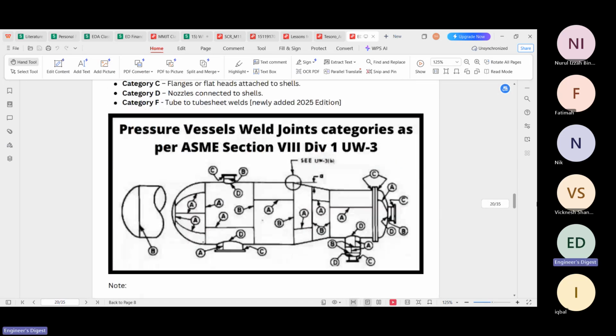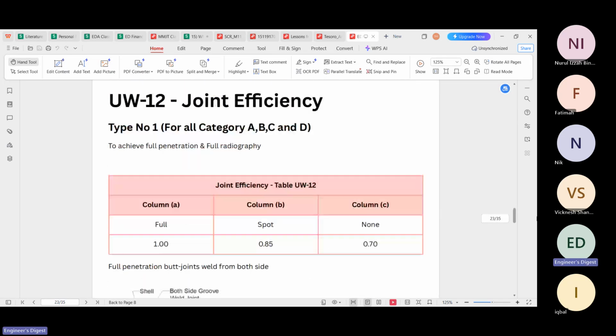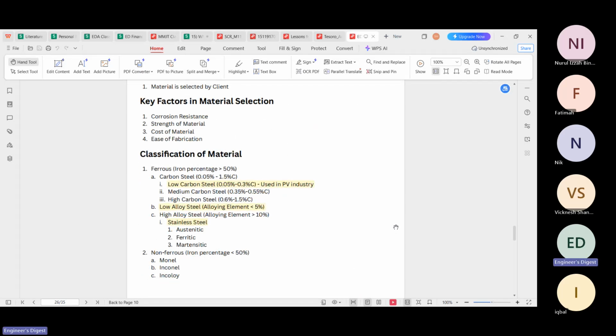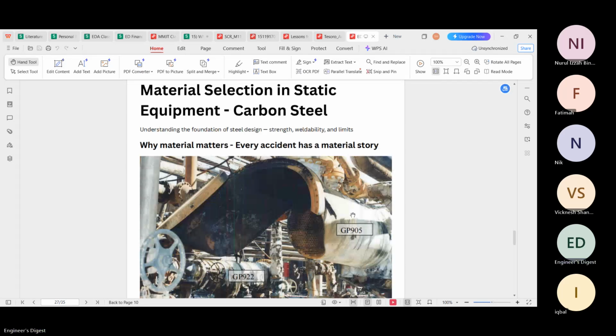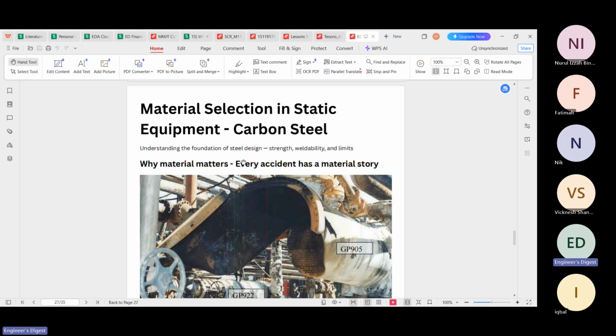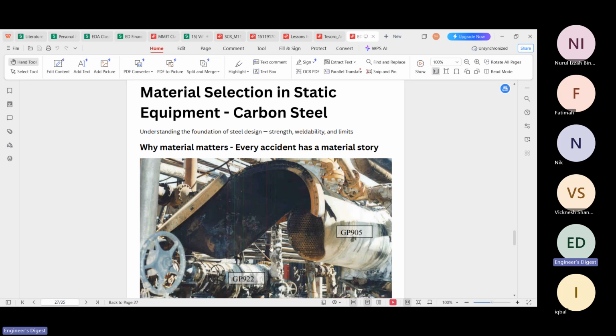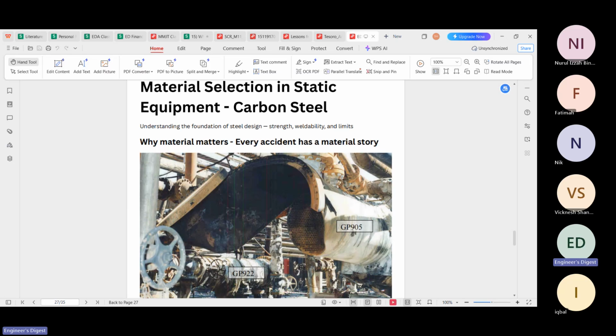Okay. Today we're going to move on to material selection. We'll start with a case study, then we will understand what causes this incident. This is a shell and tube heat exchanger. Then we'll go to low carbon steel, and we will close with another case study.